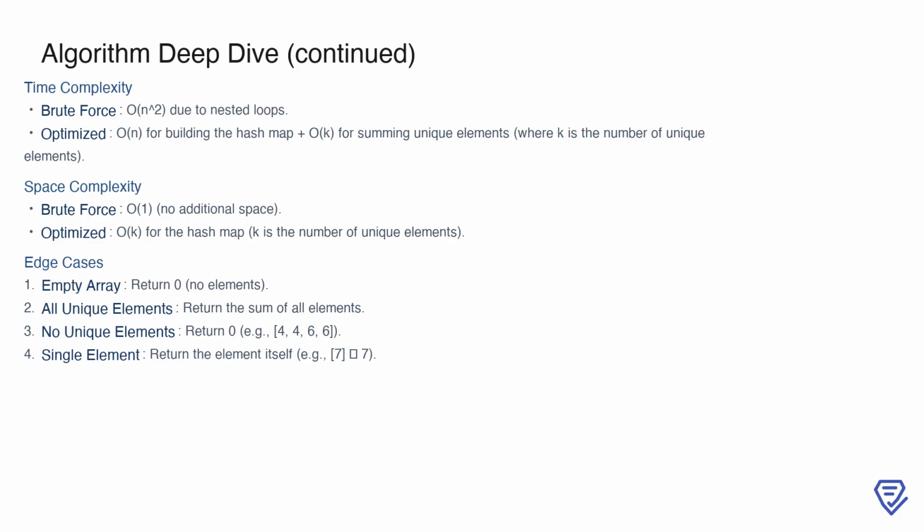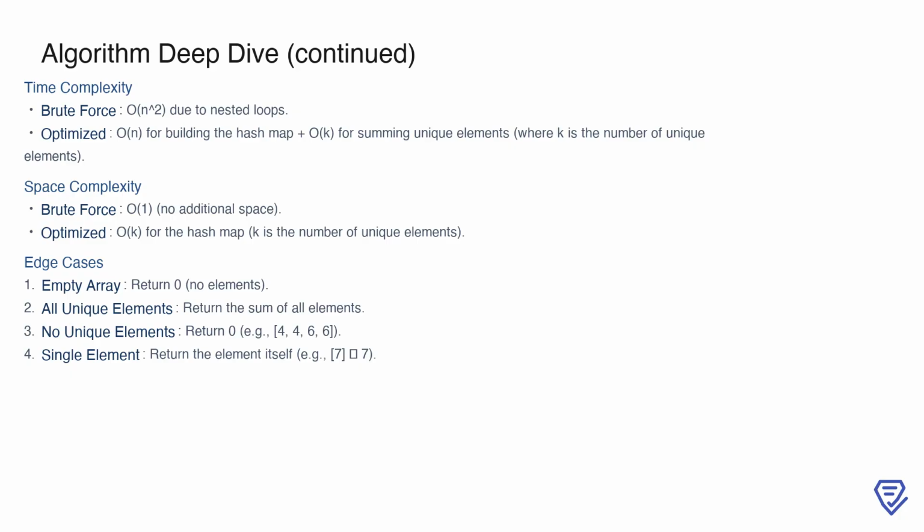The space complexity of the brute force method is O(1), as it doesn't require additional data structures, whereas the optimized approach requires O(k) space, where k is the number of unique elements stored in the hash map. Despite this trade-off, the optimized approach is far superior for larger arrays.